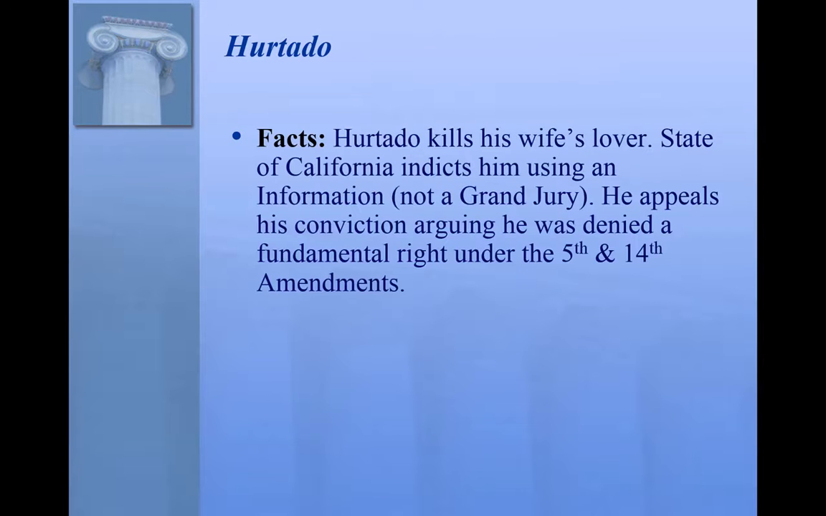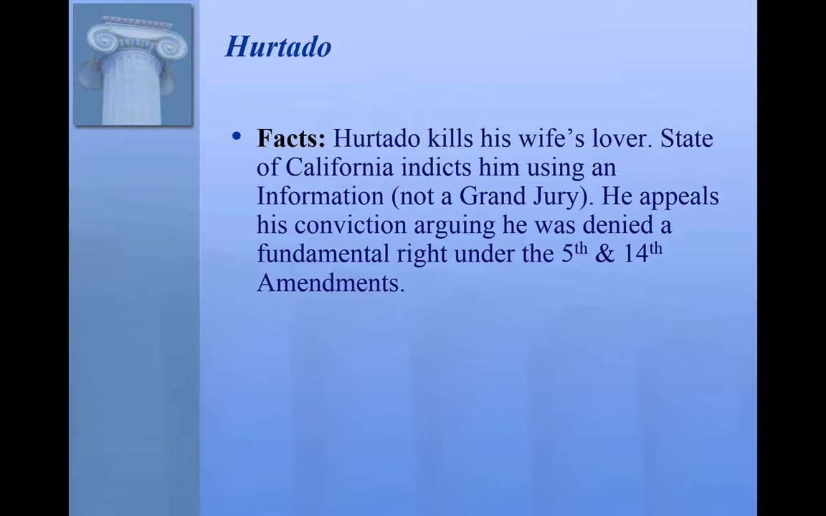Okay, so the first case is Hurtado versus California. The facts are very salacious. Hurtado kills his wife's lover, and then there's quite a bit in the text about that. The state of California then indicts him using an information. It doesn't convene a grand jury. The prosecutor just simply fills out some forms and presents them to a judge and says, this is what I've got on him, and I think it warrants a trial, and a judge could agree. The prosecutor is just providing a set of information to a judge to determine whether there's enough to warrant a trial.